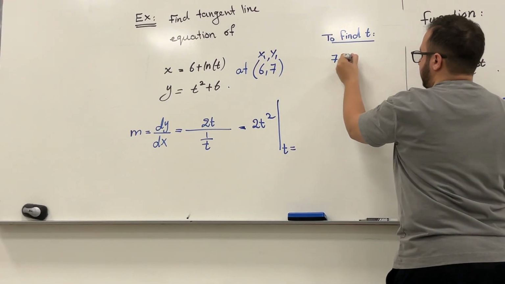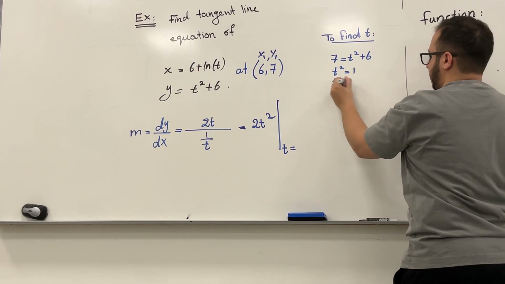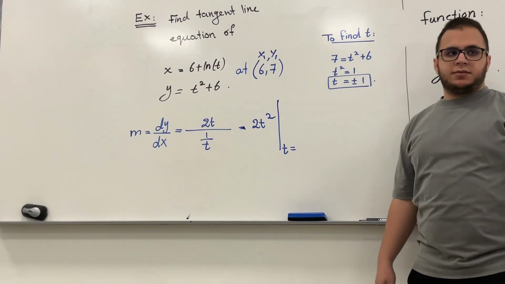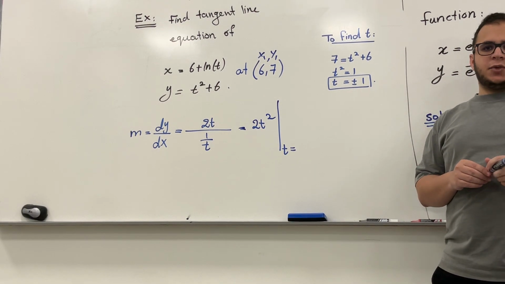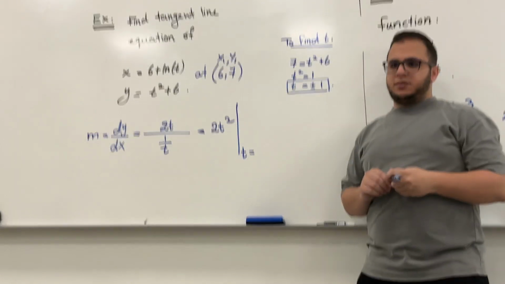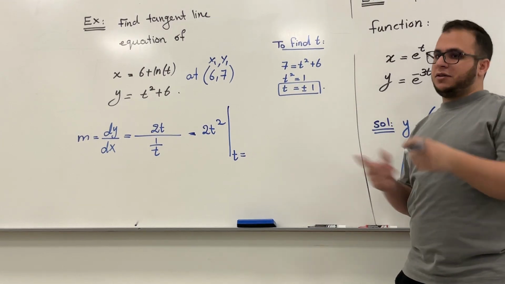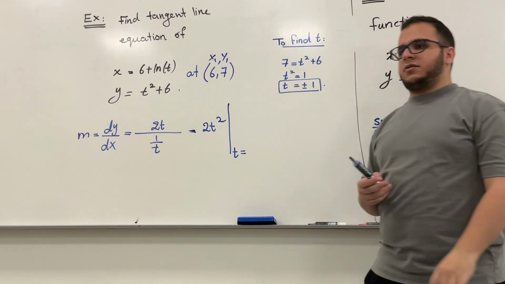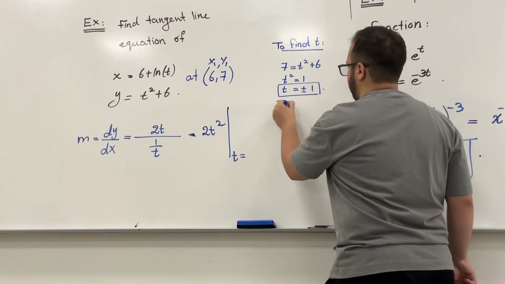7 equal t squared plus 6, t squared equal 1, so t equal plus or minus 1. Do I take the minus or the plus? And why? Because ln doesn't exist, when you plug it in, ln doesn't accept negatives. It's not because of the bounds. There's no bounds. 6 and 7 is x and y, not t. This is not a bound, it's a point. X is 6, y is 7. Okay? So take t equal 1.